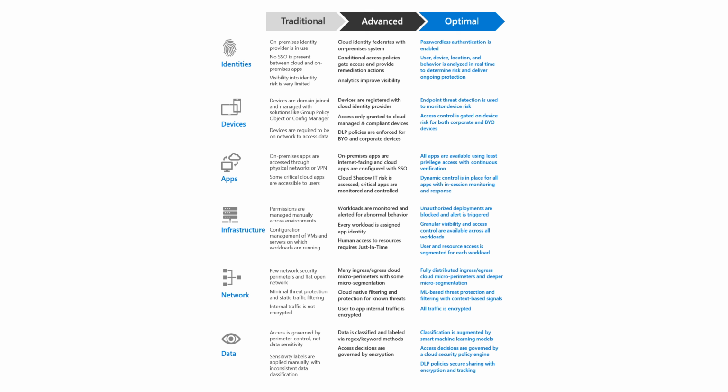Now, here are a couple of things that I was able to get from this Microsoft published document. There are traditional, advanced, and optimal stages. And then you can see different six components that I talked about: identities, devices, apps, infrastructure, network, and data. You can pause your video here, and I would request you to go through this content once, because it talks precisely about what you will be able to observe in traditional states, in advanced states, and what status you will be able to see in the optimal state.